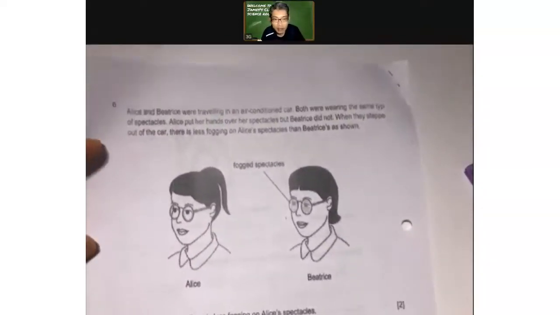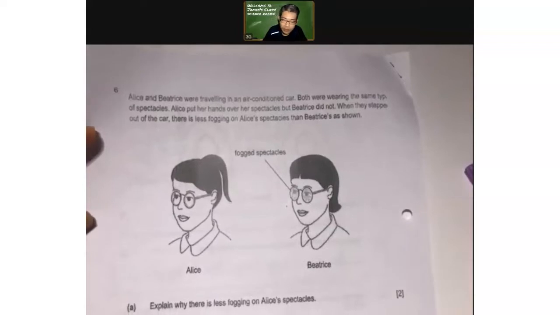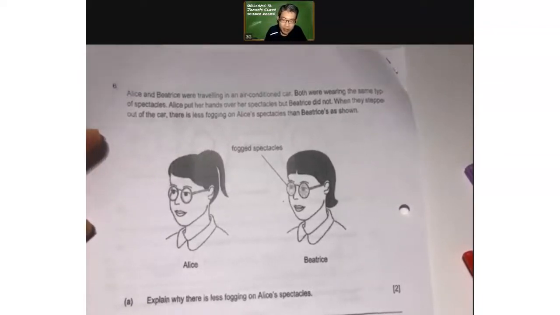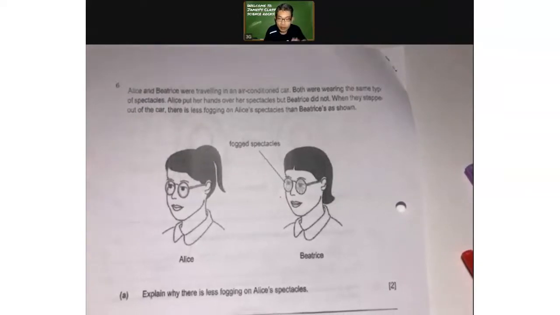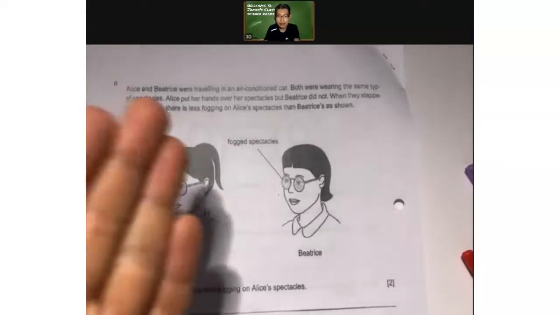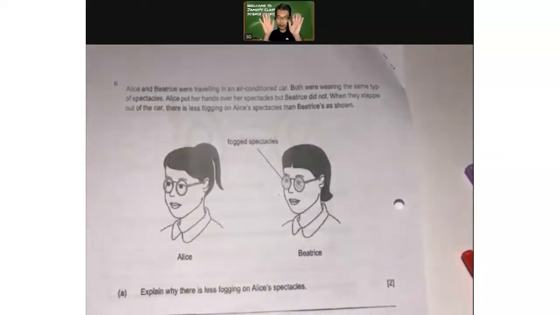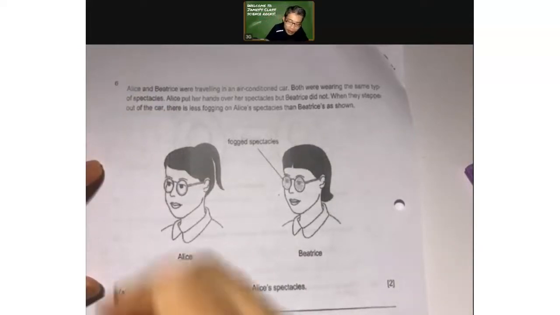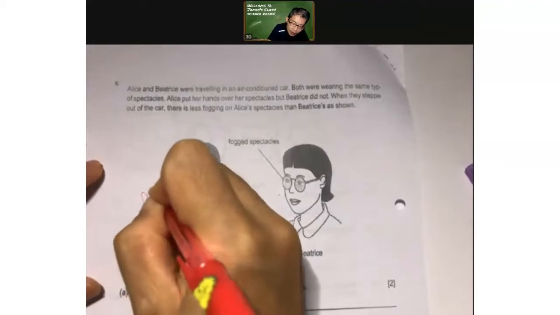This is again another PSLE question from the previous year. Alice and Beatrice were traveling in an air-conditioned car. Both were wearing the same type of spectacles. Alice put her hands over her spectacles like this, but Beatrice did not. Now, a hand has a certain temperature, right? Body temperature about 36 degrees Celsius, thereabout. So Alice, her hand were up here.